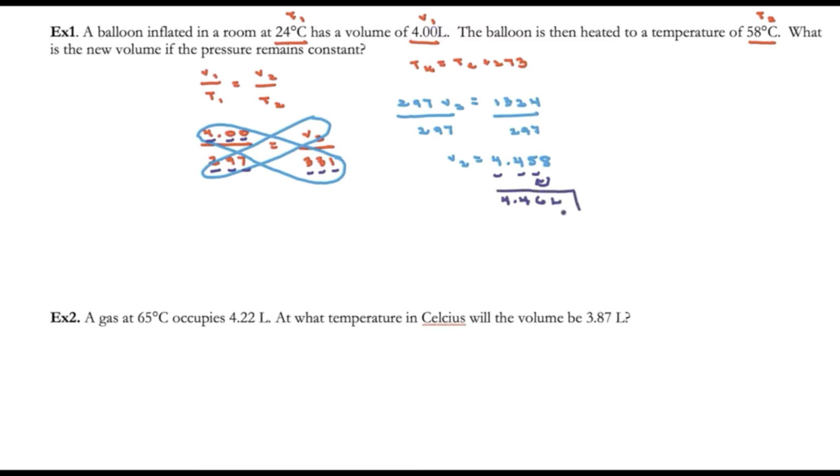Let's make sure this answer makes sense. So I go from a temperature of 24 degrees to 58 degrees. So my temperature is increasing. My volume should also increase because, according to Charles's law, volume and temperature are directly related. It does increase, so I know that I did the correct work.